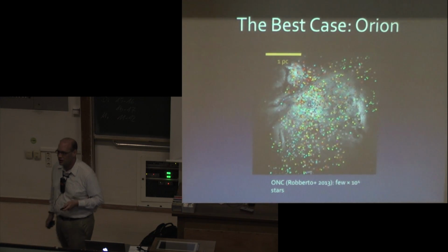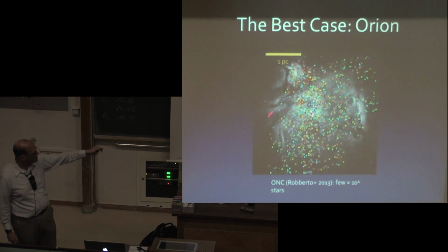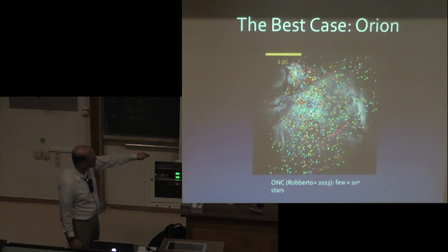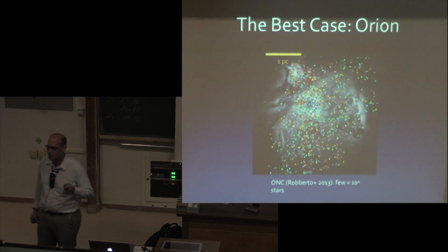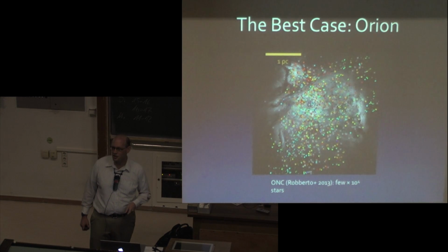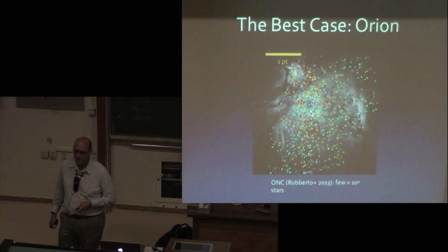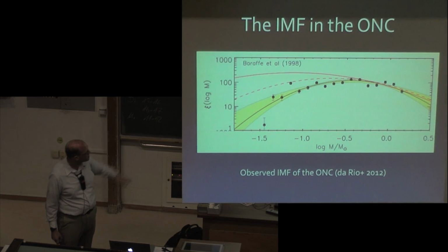And for the young cluster technique, the best case is probably this one. This is the Orion Nebula cluster, a few times 10 to the 4 stars, of order a parsec in size. Each of those dots there is a star that has been placed on a pre-main sequence track, with an individual correction for its extinction, and you can go and try to figure out what the IMF is. And when you do that, you get something like this. This is from Nicola da Rio's work.